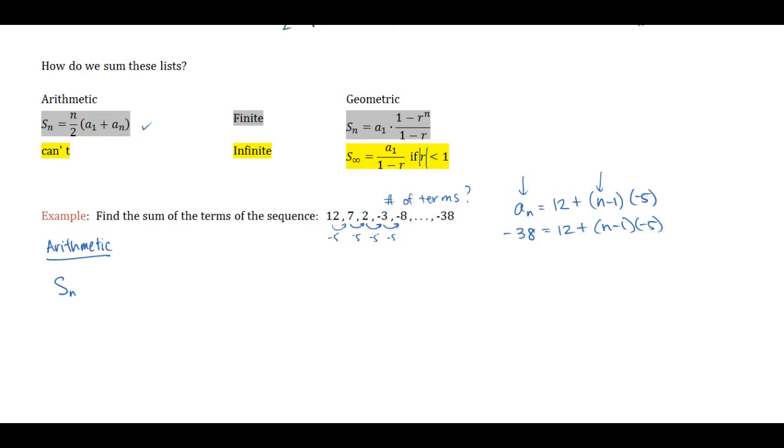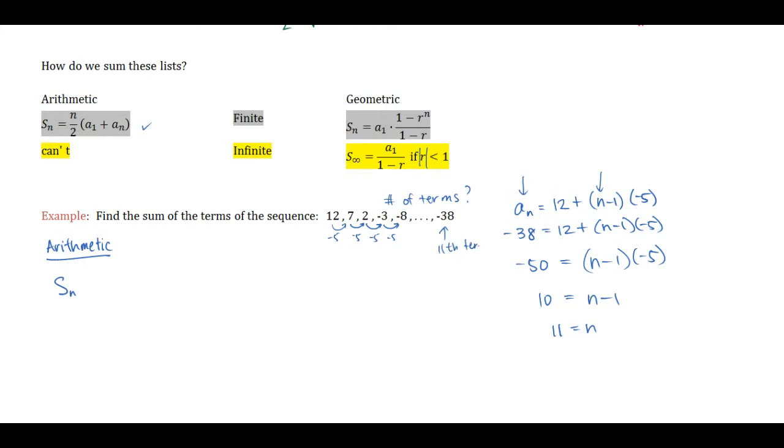So here I go. First thing I would do probably is subtract the 12. So what is that? 40, 50. So negative 50 equals n minus 1 times negative 5. Now, I was tempted to distribute the negative 5 through, but I'm not going to. I'm going to just divide it over and get 10 equals n minus 1. Those of you who distribute, that's fine. It's going to be the same thing. And then I'll add, and I'll get 11 is n. So I now know that this is the 11th term.